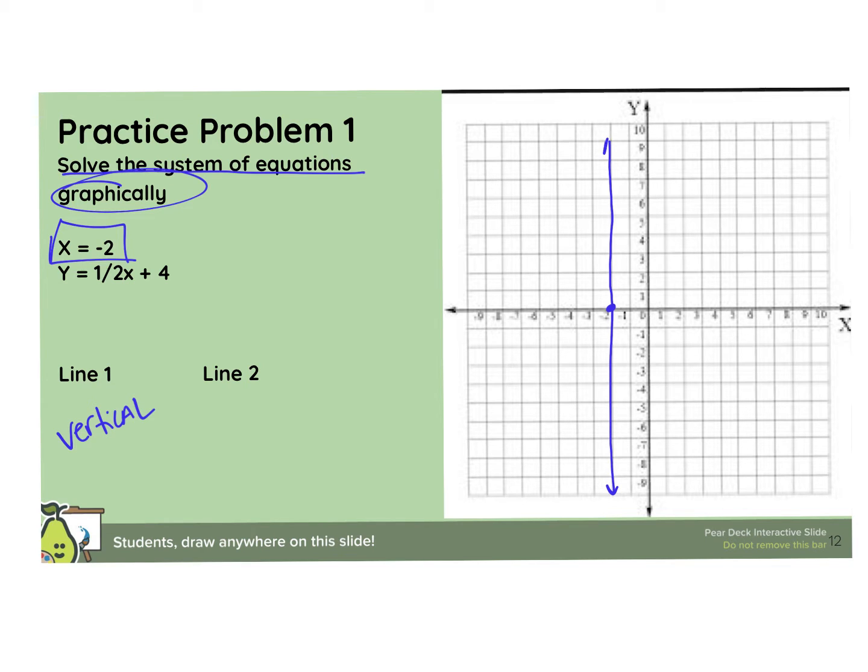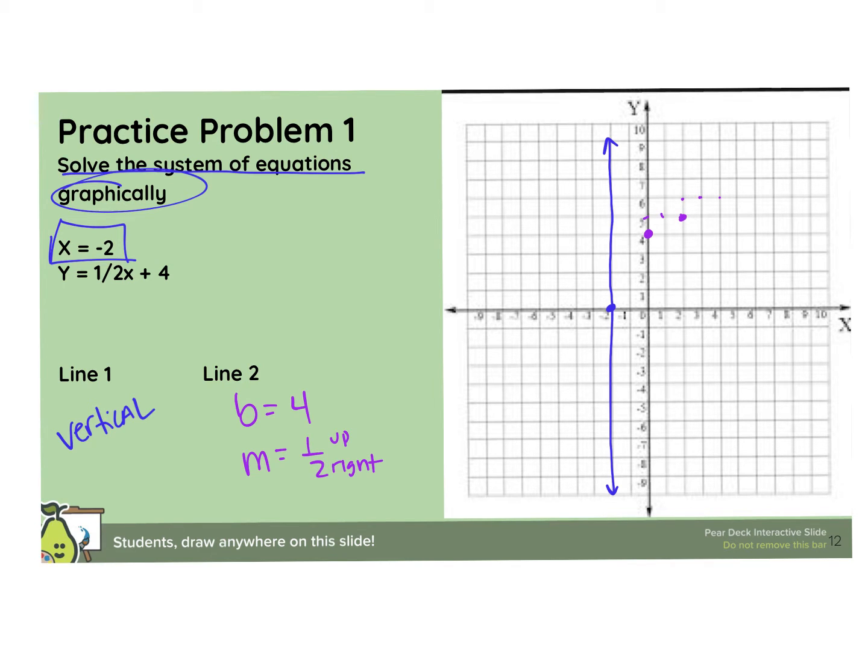Okay? Then for my second line, it does need to be a different color. We have a regular equation, so our b value is +4, and our slope is 1/2. So that means go up 1, right 2. So up 1, right 2, put a point.